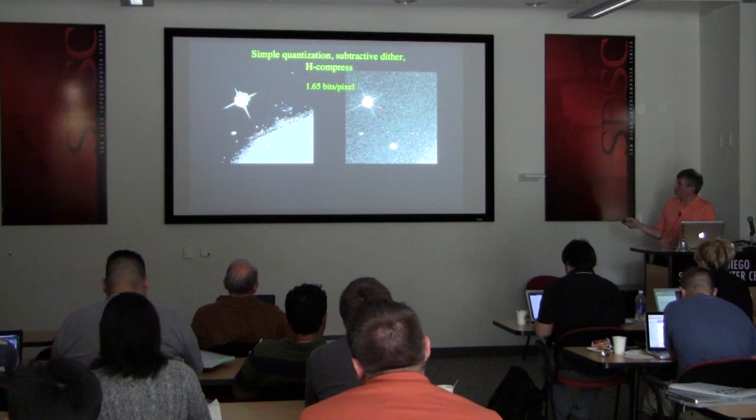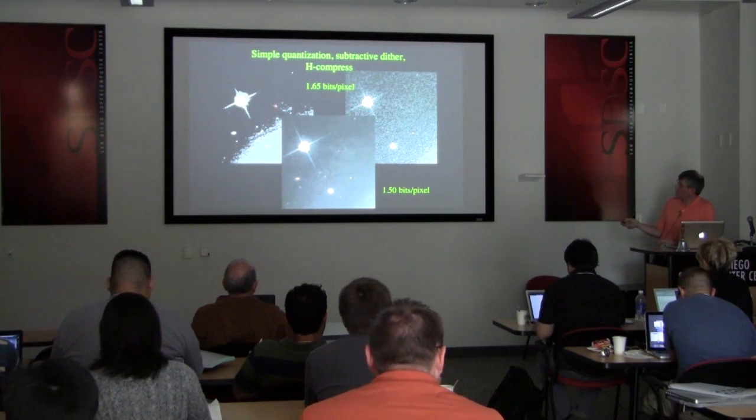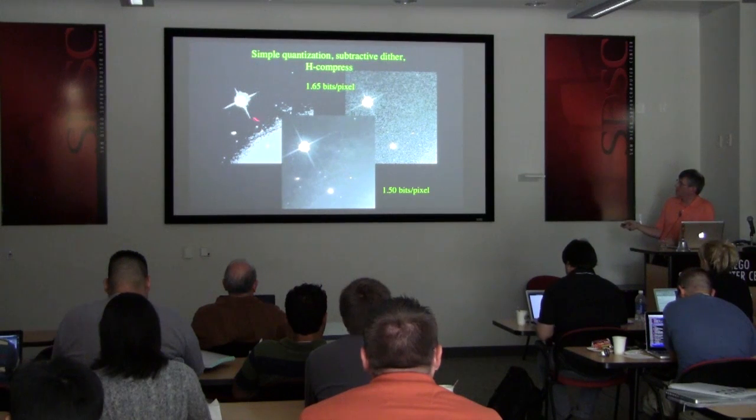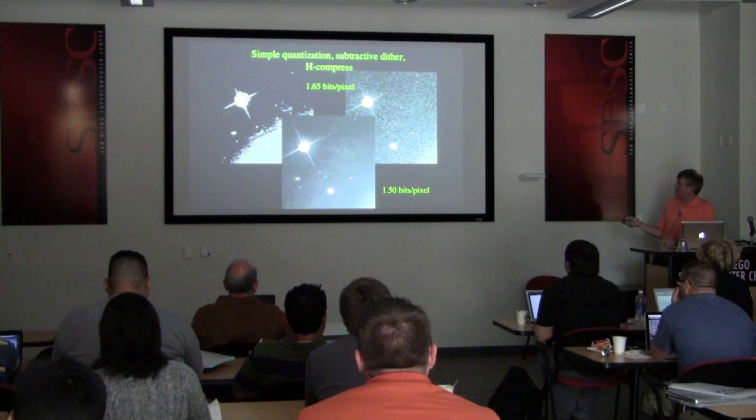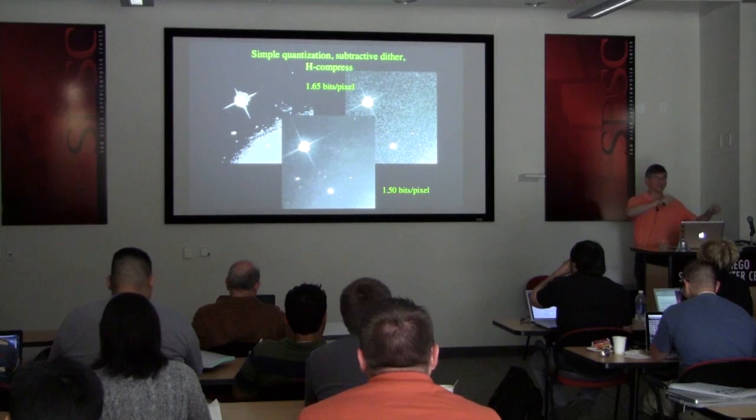There are actually things you can do to make that better. This is an algorithm called subtractive dithering, where you quantize the image with levels which are spaced at the same spacing as in this image, but the actual positions of those levels are different for different pixels.